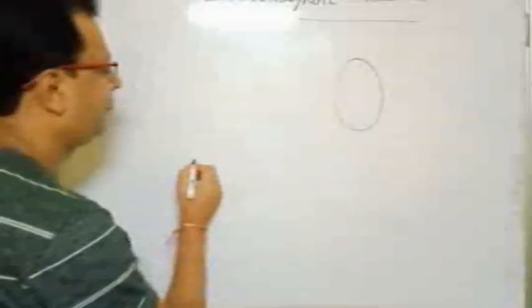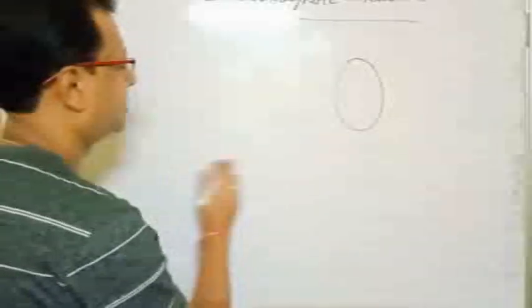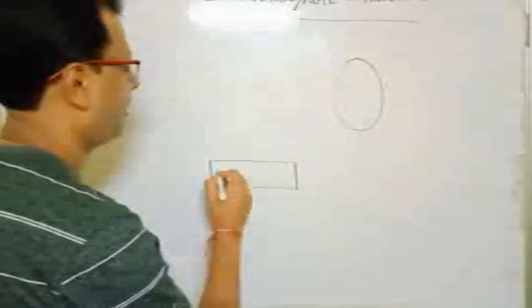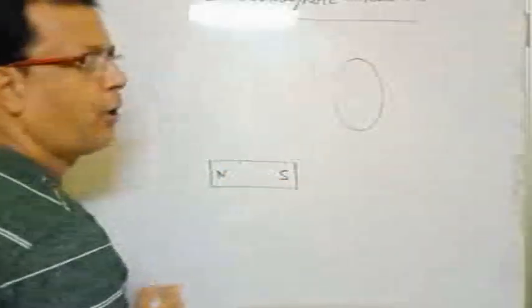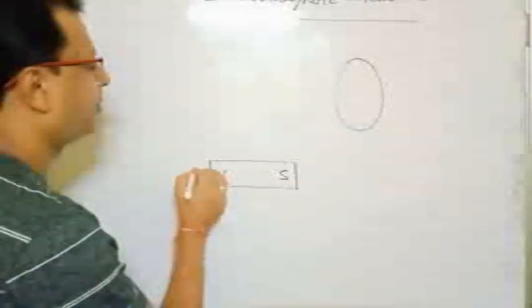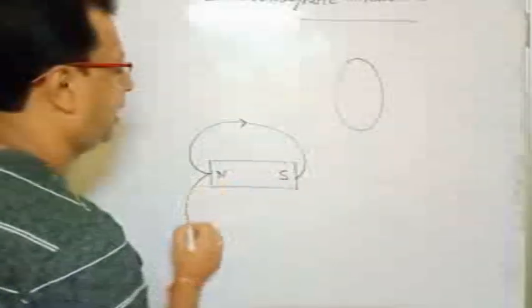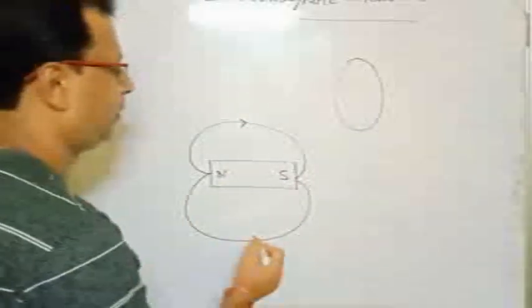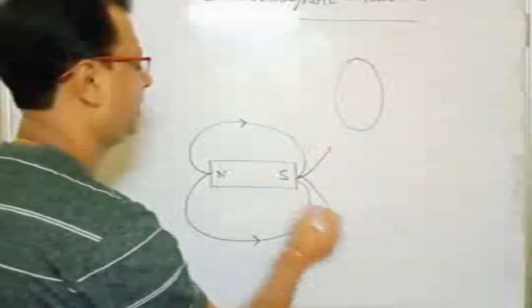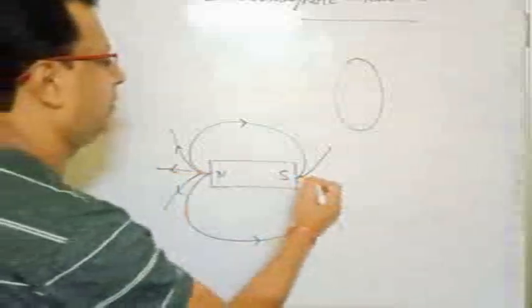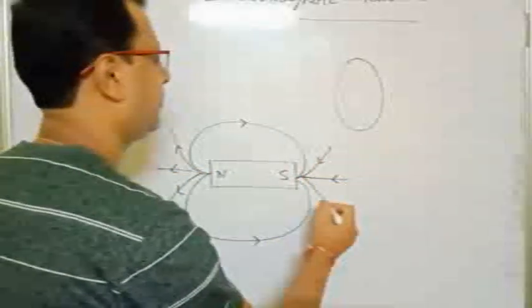Now, if we have a magnet, say this is a magnet having a north pole and a south pole, we all know that the lines of force start from the north pole and enter the south pole, like this. It starts from the north pole, and enters the south pole.